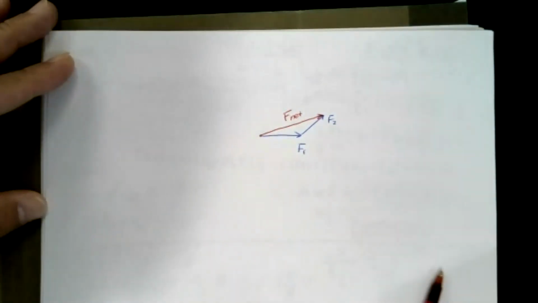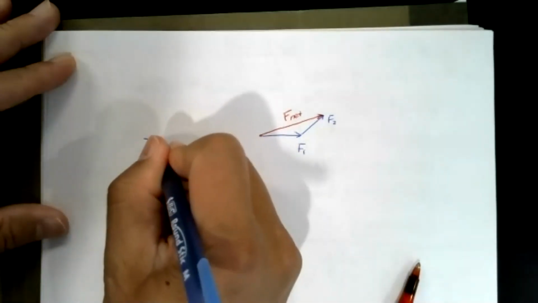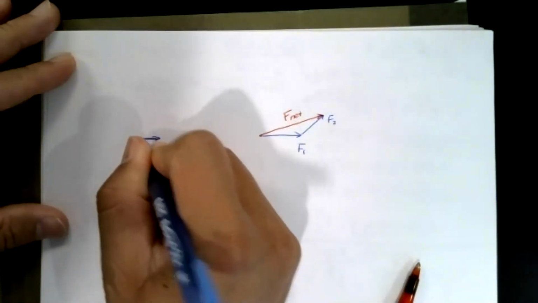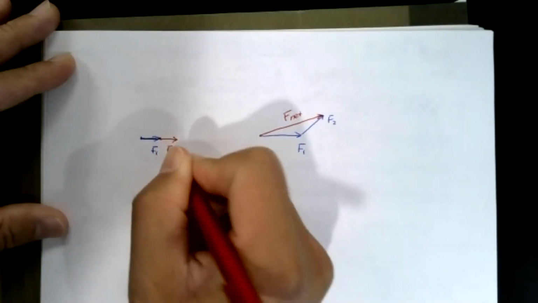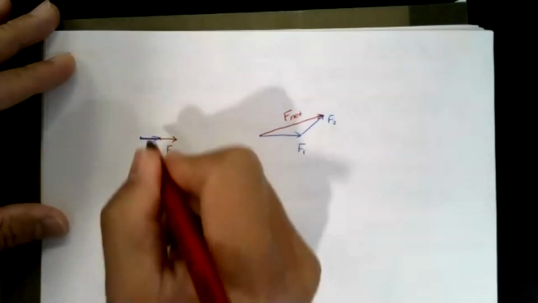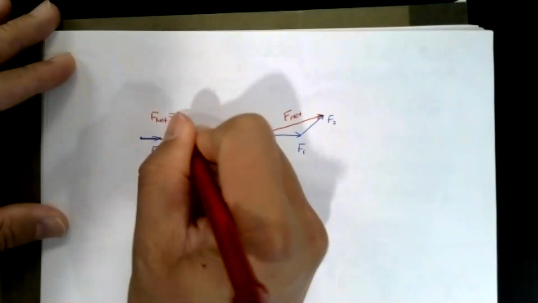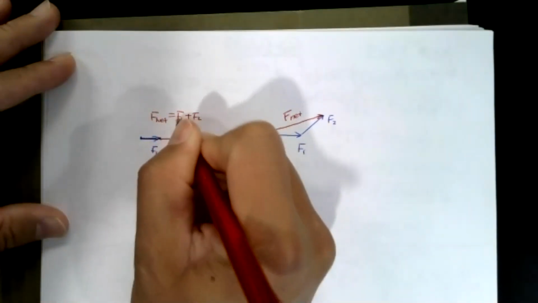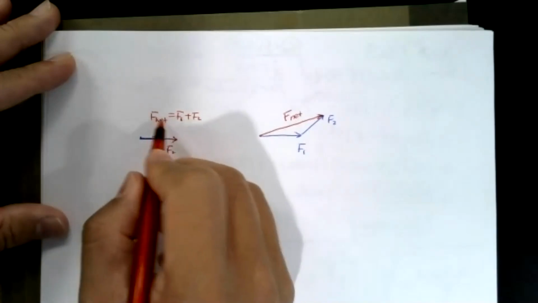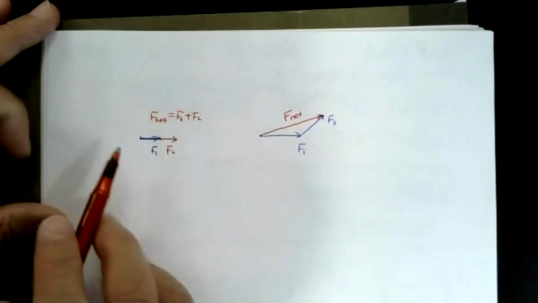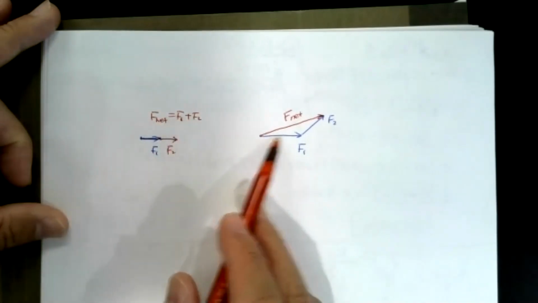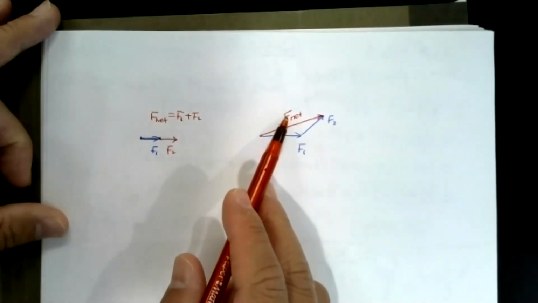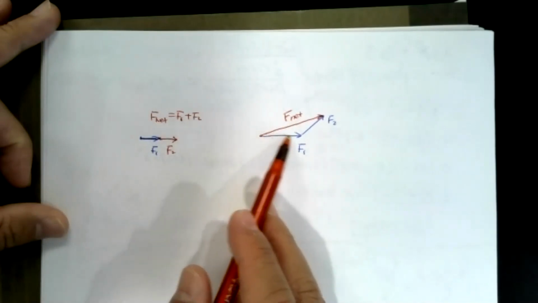You can also have, say, F1 here, and then you have F2 right on top of it, if they are pointing in the same direction, right? So in this case, then F net is equal to F1 plus F2, right? Without an arrow, that means we are talking about the magnitude, okay? So in this scenario, those add up, okay?